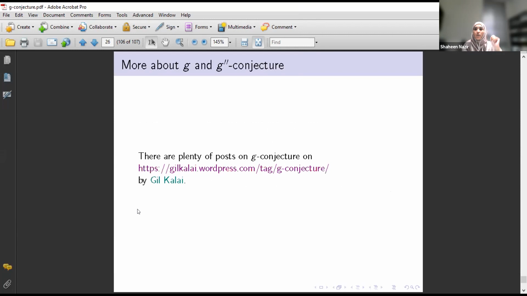Okay, if you are really interested or want to learn more about this g and g double bar conjecture, here is a very nice website where there are a lot of posts about the g conjecture. This website is by Gil Kalai, one of the people whose conjecture I have already mentioned, Kalai's g double bar conjecture, and you can learn a lot of things here.